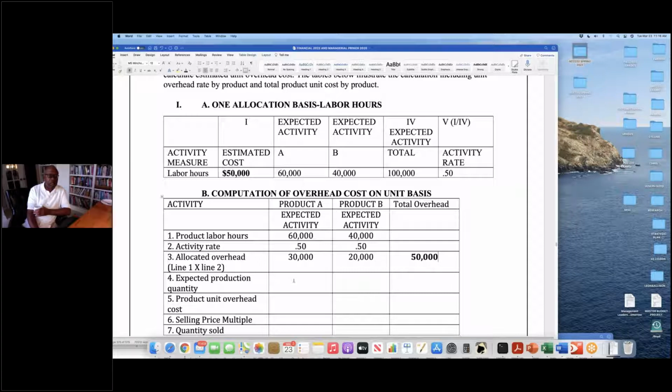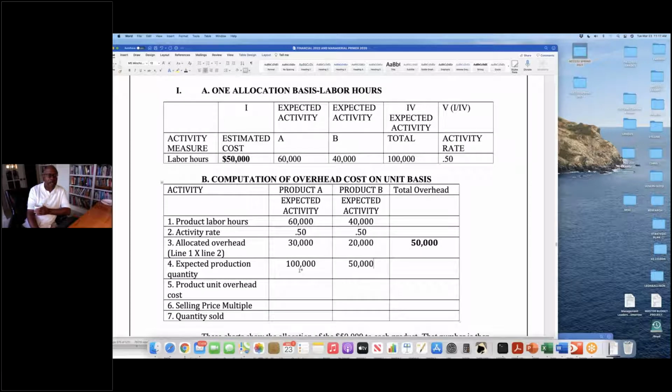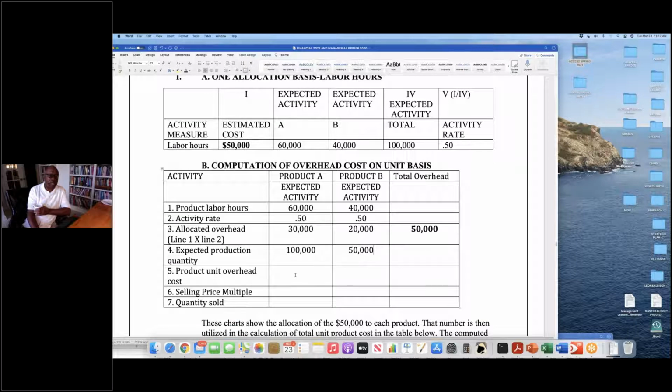Now we need our expected production numbers in here. And we said that we're going to produce 100,000 of A and 50,000 of B. And so we now are going to divide 30,000 and 20,000 so we can get the product unit overhead. That is, on a per unit basis, what is our overhead? So 100,000 divided into 30,000 is how much?